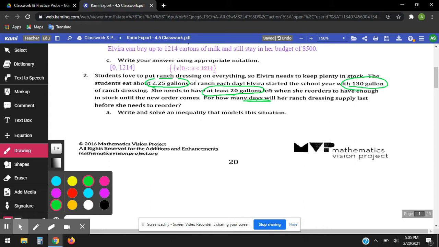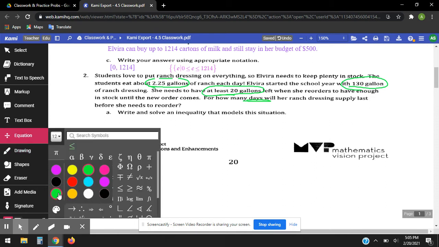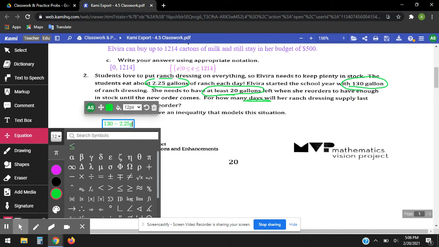Okay, so there's a lot of information in there. Well, let's do our typical equation. We would say she starts with 130. 130 gallons is what she starts with, right? And then they're eating, so we're taking away 2.25 gallons each day. Now the question is how many days? So the first day they lose 2.25 gallons. The second day they lose 2.25 gallons. So my D will go with the 2.25. That's what's repeating over and over.